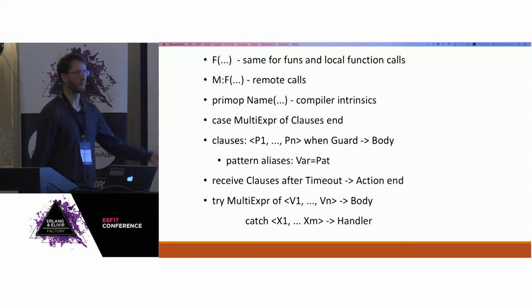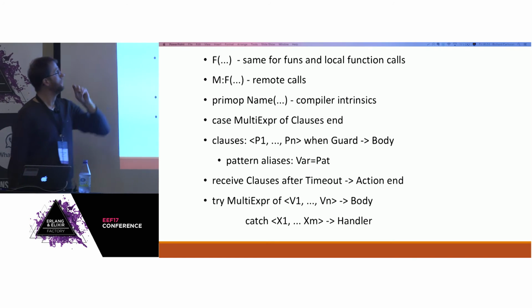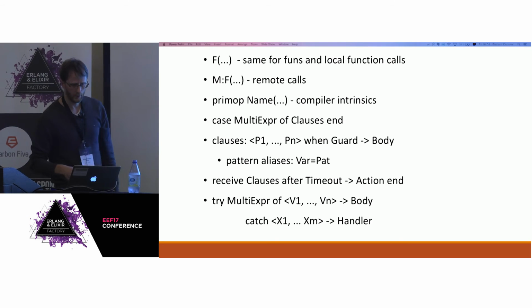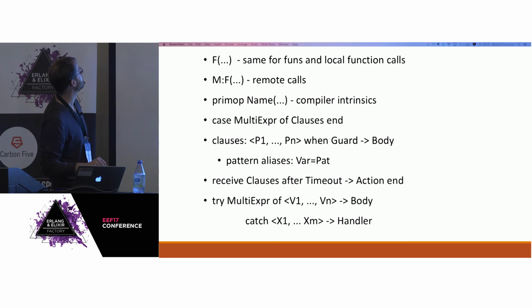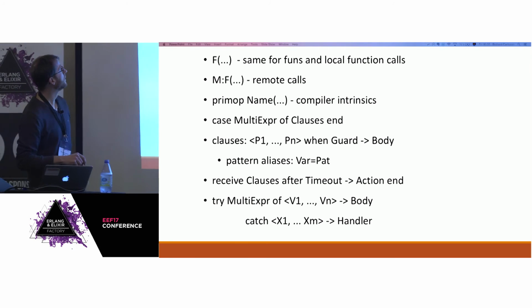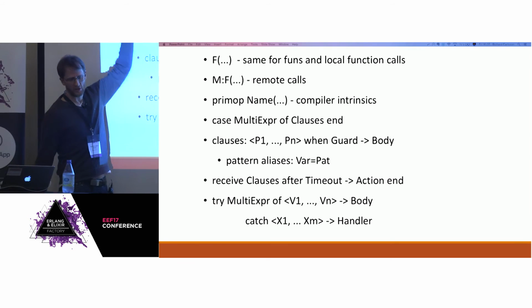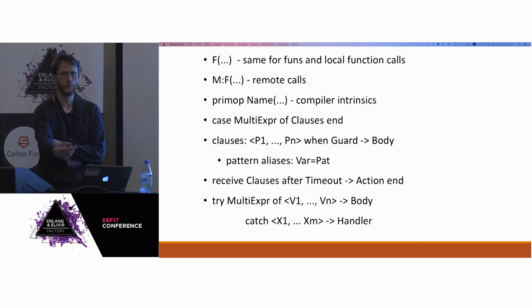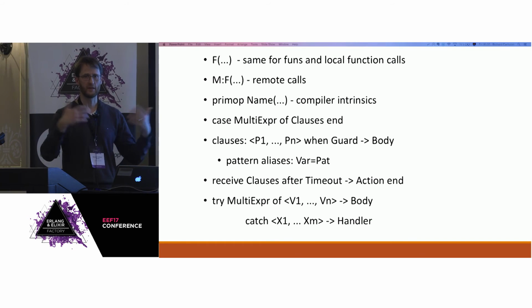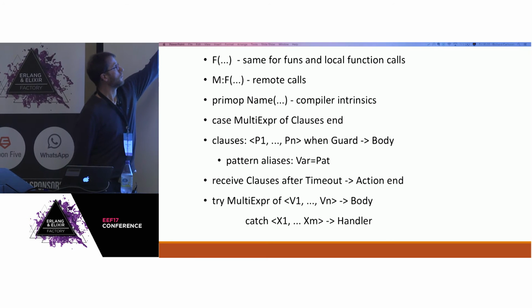But of course, you need to be able to call functions. So there's a syntax for applying a function. Oh, sorry. It should say apply f. And this should say call mf. There's a keyword missing here. But for function application, that's actually the same for both local function calls and for any fun. There's no difference in core Erlang, just like there's no difference in lambda calculus. And if you want to do a remote call to another module, use this syntax.